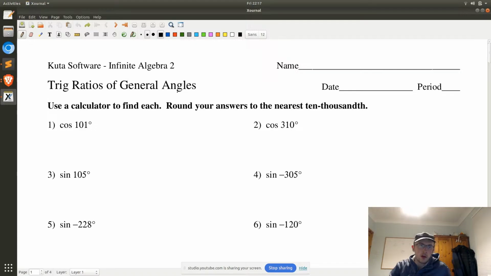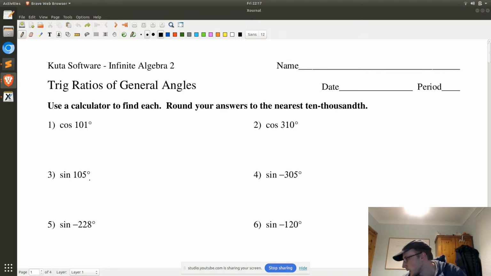Trigonometric ratios of general angles. Use a calculator to find each. Round your answers to the nearest 10,000th. So I'm armed with my scientific calculator, and I'll begin with cosine of 101 degrees. It reads negative 0.1908089954. So I need it to the nearest 10,000th.